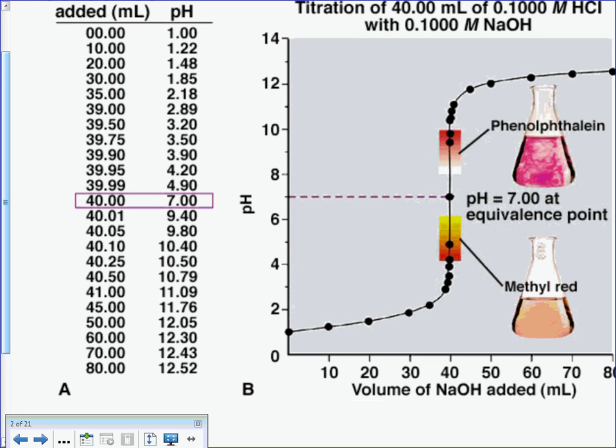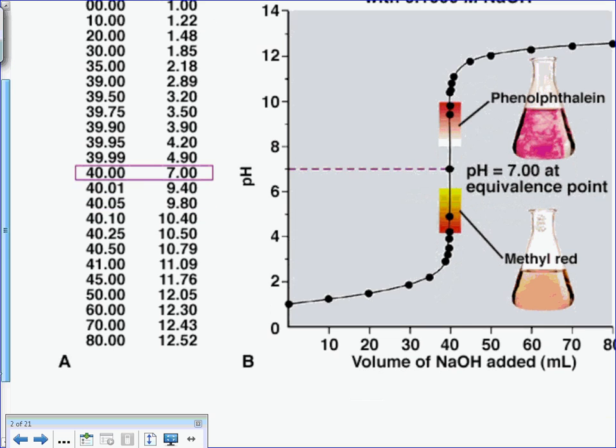Who's seen a graph like this before? Maybe in your book. You looked in your book, but it's probably the first time you've seen this. Okay, so looking at the graph, you can tell me what's happening here.